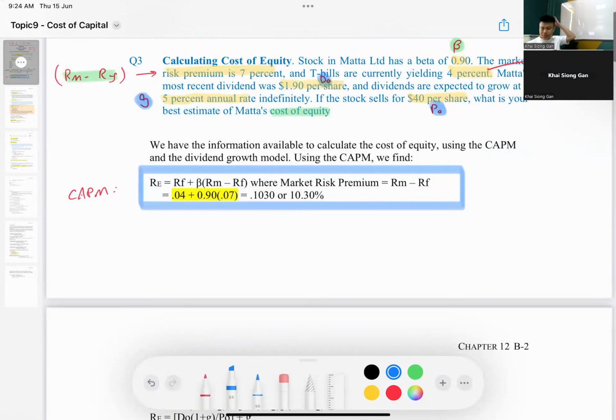Okay, so you use the risk-free rate, which is 0.04, plus the beta 0.9 times 0.07. Okay, because there's a risk premium. At the end you get the answer 10.3%.